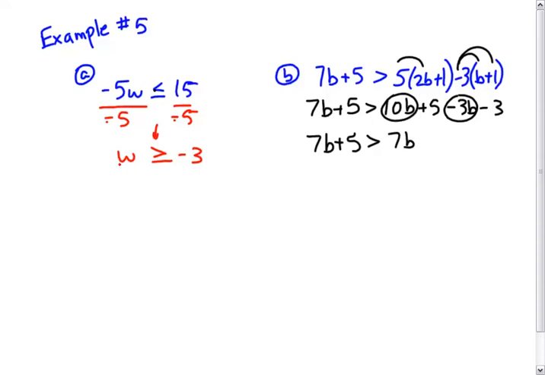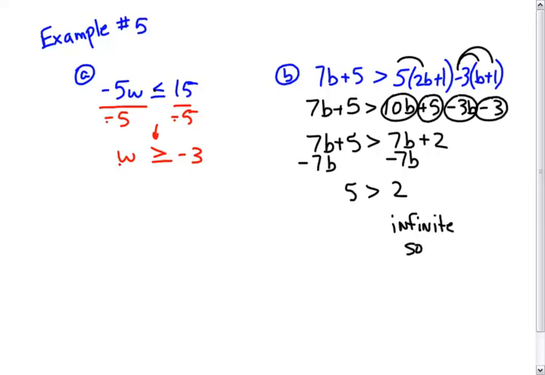Combine these two things, and that's going to give us plus 2. Subtract 7b from both of them, and that's going to give us 5 is greater than 2. Well, is that true? That's always true. So infinite solutions. I'm sorry that I just picked that one out. It looked like it was going to work for me, but it didn't.